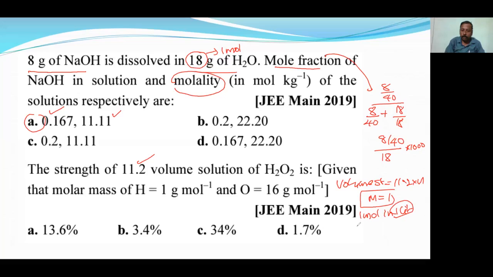So 34 grams of H2O2 is there in 1 liter, 1000 milliliters. On simplifying, into 100 for percentage, you will get 3.4%. What is the answer? 3.4%. I think it is clear now. Very easy question, but you should not get confused.